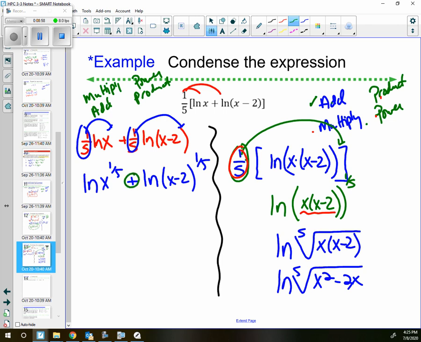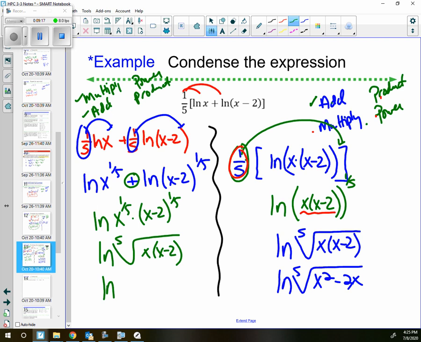Let's go ahead and deal with the add. Then we did the multiply. Let's deal with the add, which is the product. So that would be the natural log of x to the 1/5 times x minus 2 to the 1/5, which means the natural log of the 5th root of that product. And you're going to end up with exactly the same thing as we had. And again, if you want to multiply it out, you're welcome to do that as well. So it's kind of cool. There really are different approaches to these depending on what order of operations you want to do as far as moving forward for condensing. Kind of a cool situation.